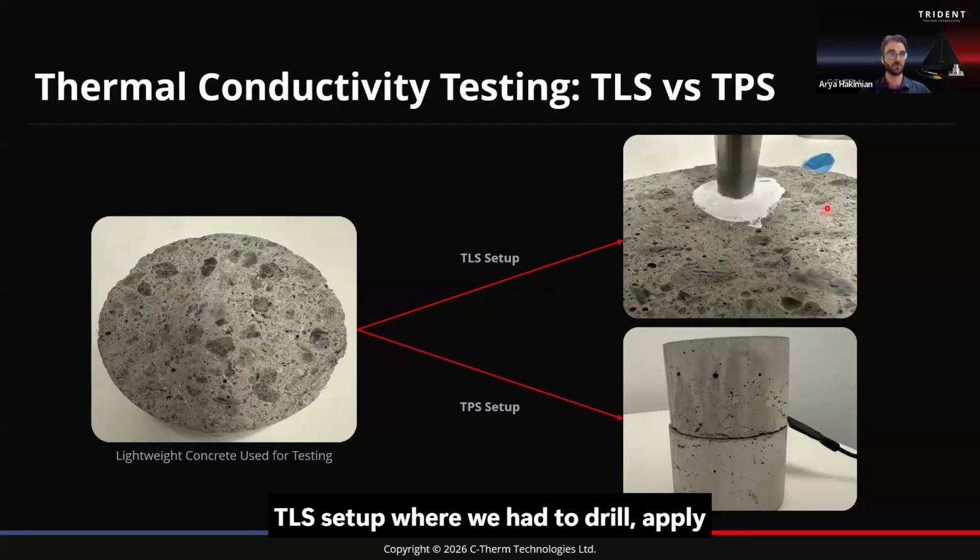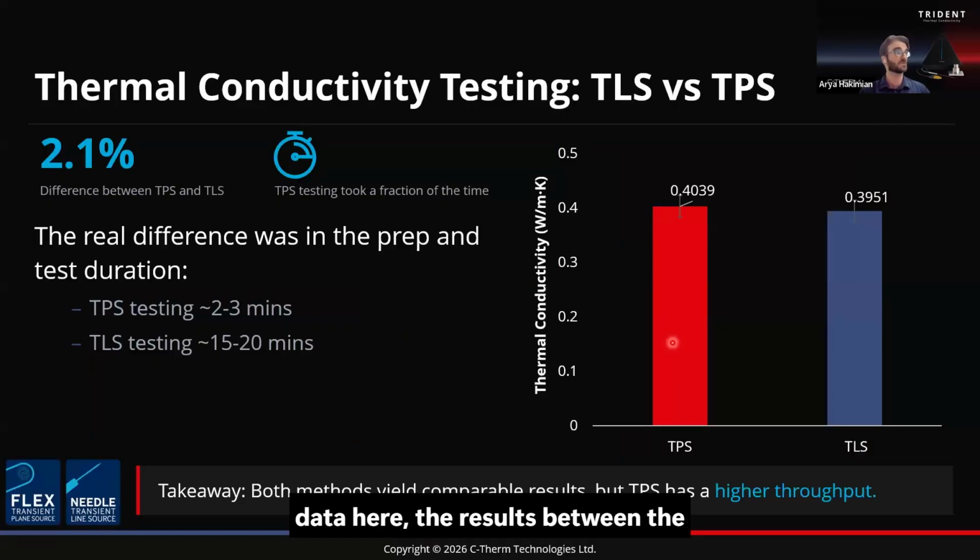The TLS setup, where we had to drill, apply the grease, and insert the probe down into the sample, versus the TPS setup, which takes the two sample halves and you just insert the sensor in between to take your measurement. So we did both. And when you look at the data here, the results between the two are near identical, within a couple percent. The idea here is, again, by matching the size of a TPS sensor that evaluates a volume that is representative based on the scale of heterogeneity, it is essentially a negligible difference.